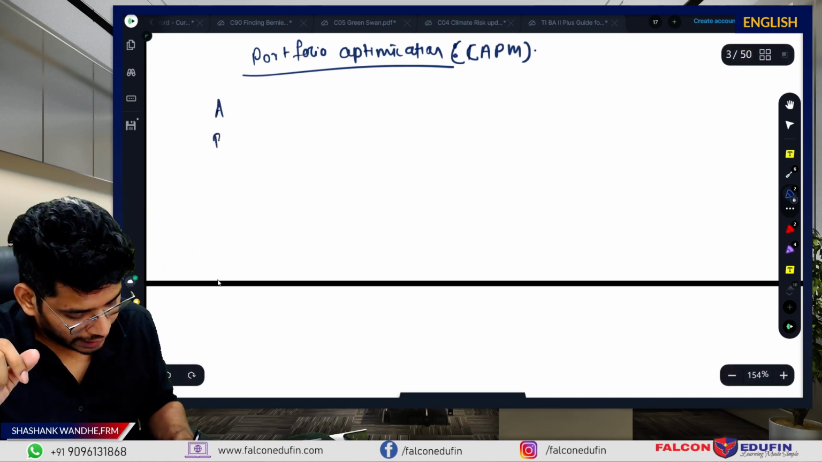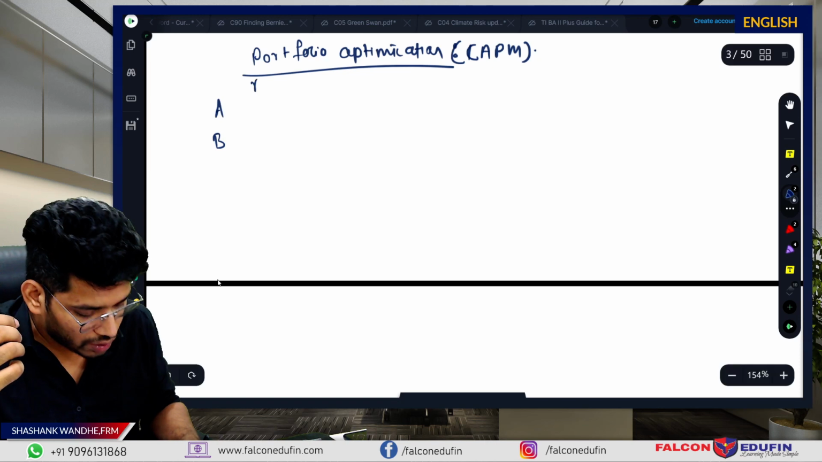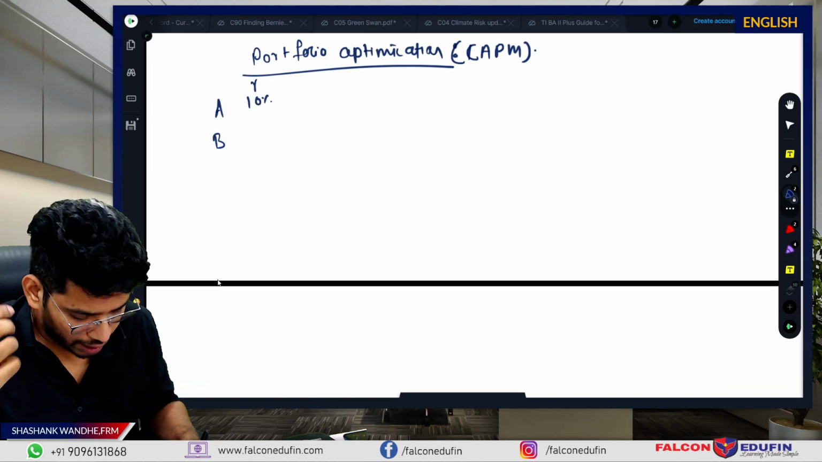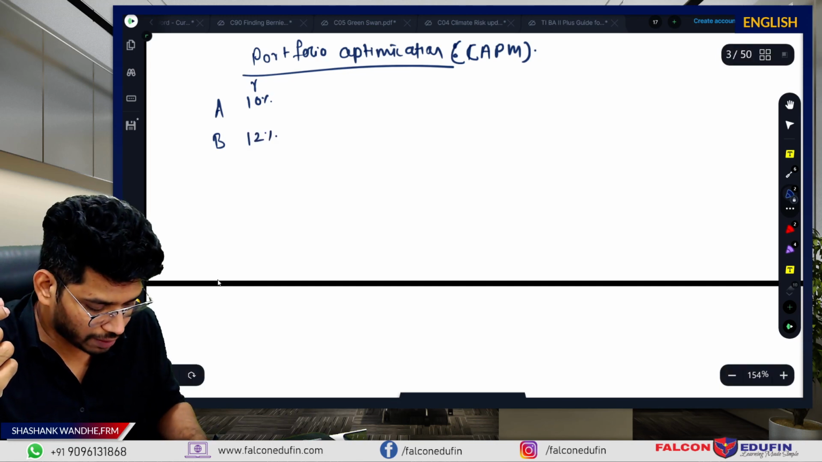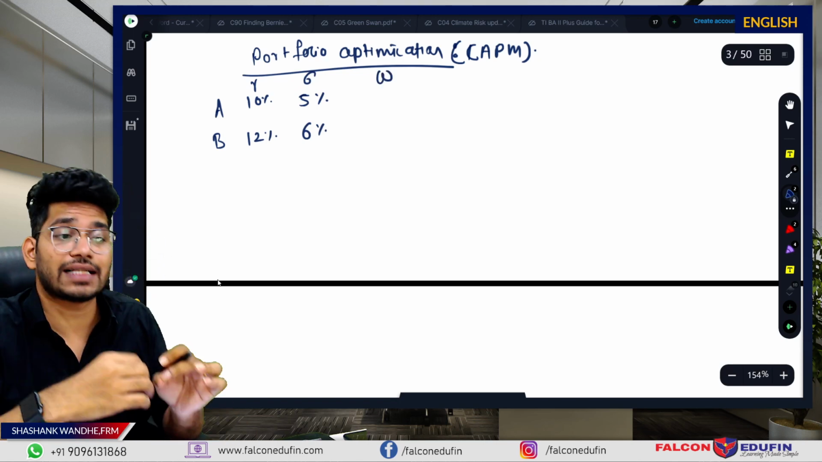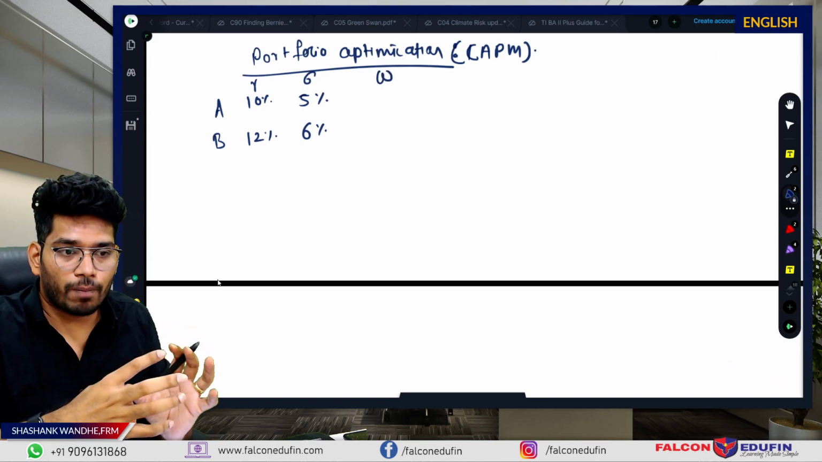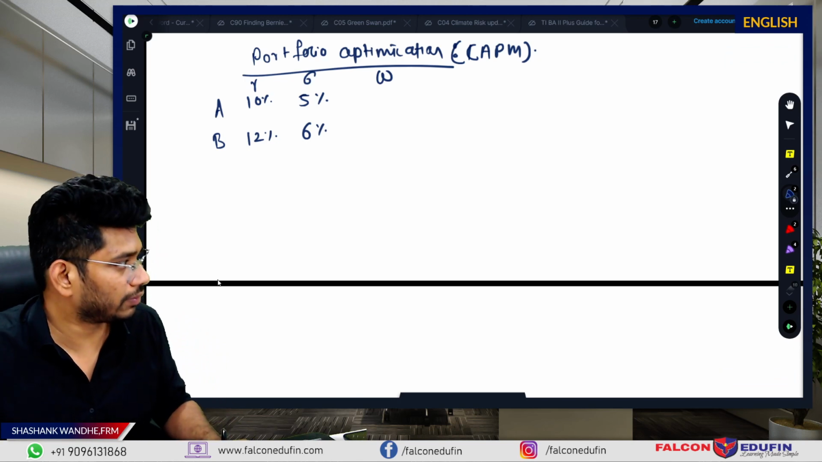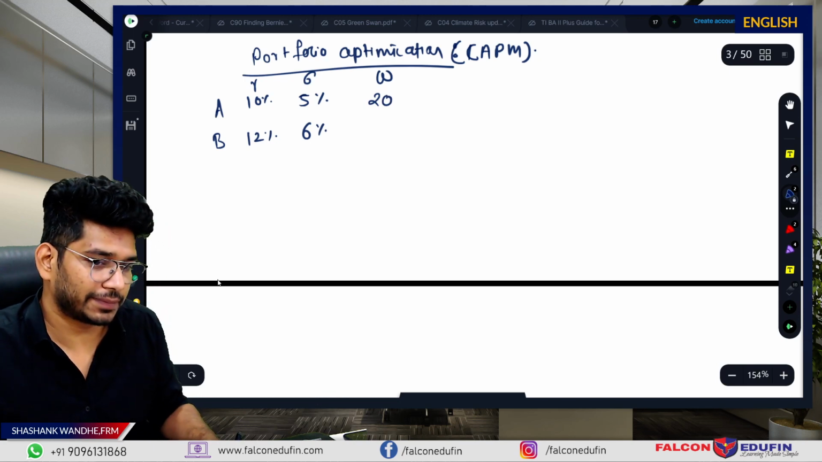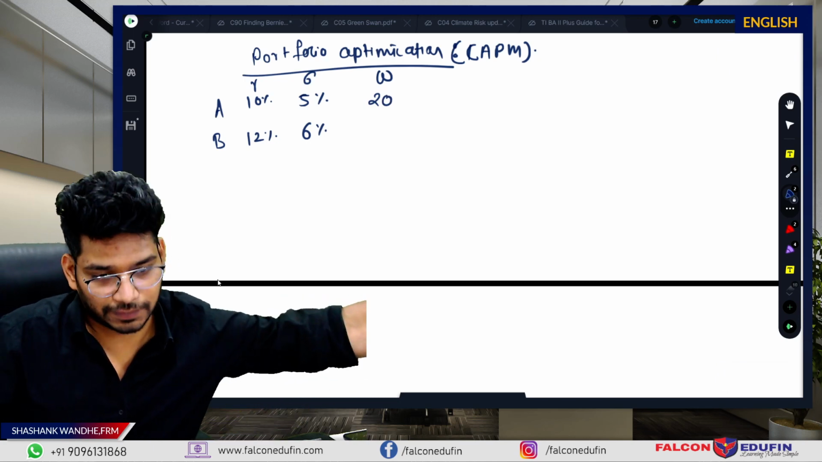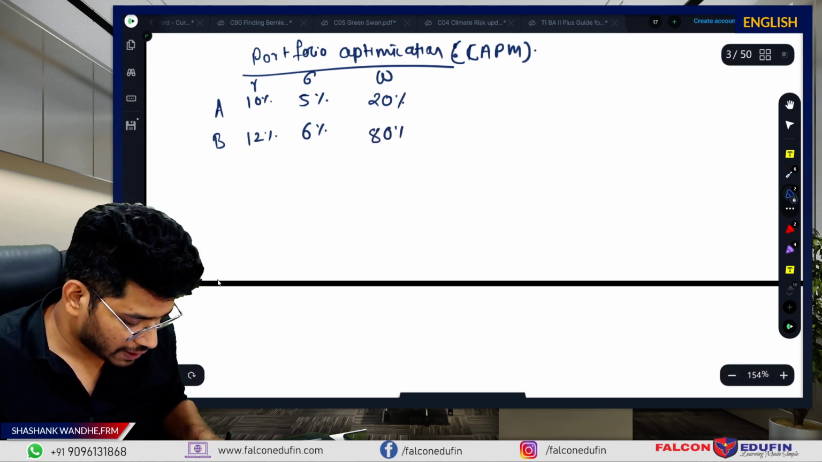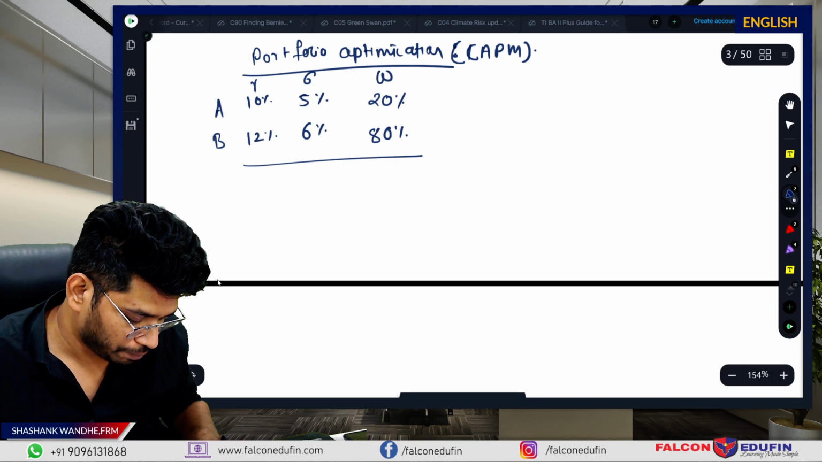Say you have asset A and asset B, using which we want to construct a portfolio. 10% is the return for asset A, 12% is the return for asset B. Standard deviation is 5% and 6%, and the weight, as in the composition of A and B in this portfolio, is 20% of asset A and 80% of asset B. Fine, so this is the information.